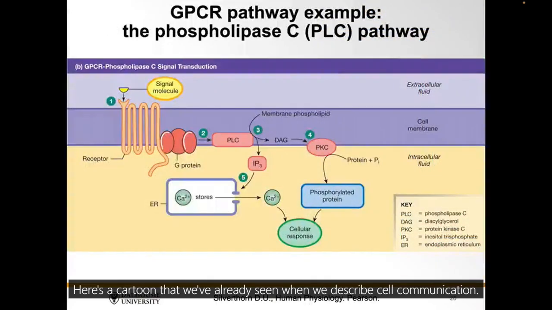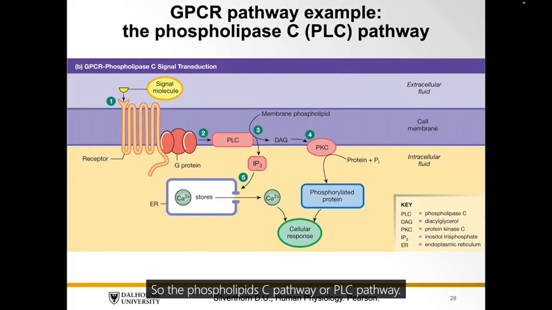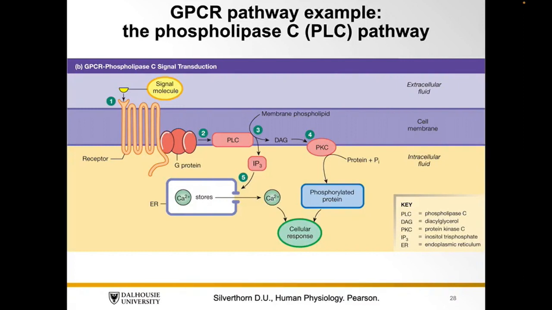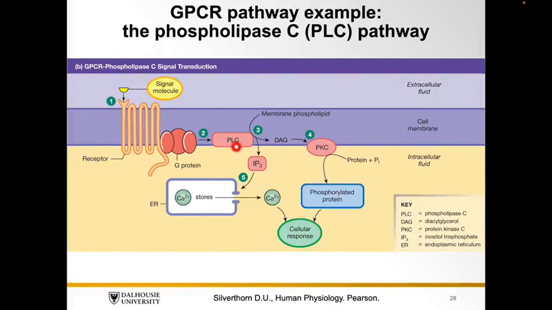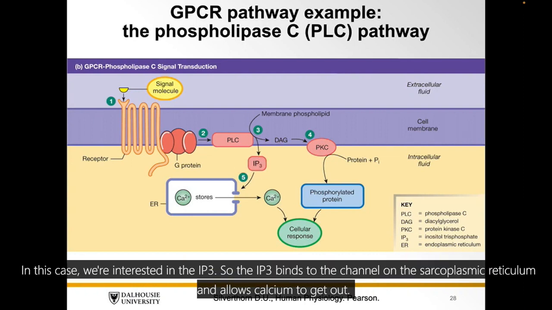Here's a cartoon that we've already seen when we described cell communication. The phospholipase C pathway, or PLC pathway, is the main pathway that produces IP3, which is a second messenger. As a reminder, it happens when the G protein receptor is activated and then activates phospholipase C. Phospholipase C then produces two different second messengers, diacylglycerol and inositol triphosphate, or IP3. In this case, we're interested in the IP3. So the IP3 binds to the channel on the sarcoplasmic reticulum and allows calcium to get out.